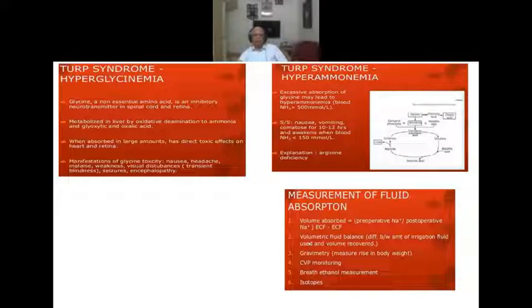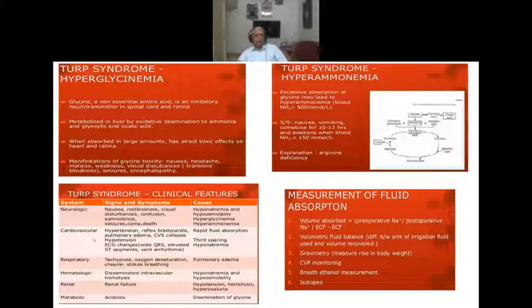Other methods are volumetric fluid balance and gravimetry. You can measure the rise in body weight, CVP monitoring, breath ethanol measurement. This is more of a research method. So they used to add ethanol to the irrigating fluid and then measure the quantity of ethanol in the patient's breath. And they also added isotopes for that.